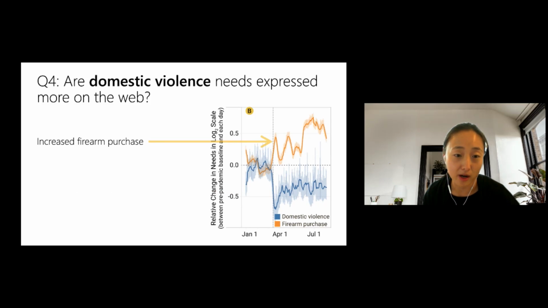Also, given that firearm access is highly linked to fatal domestic violence incidents, the increase in firearm purchase interest during the pandemic raises an alarm. These exposed gaps between reported and expressed needs highlight opportunities for further investigation by experts in social work.